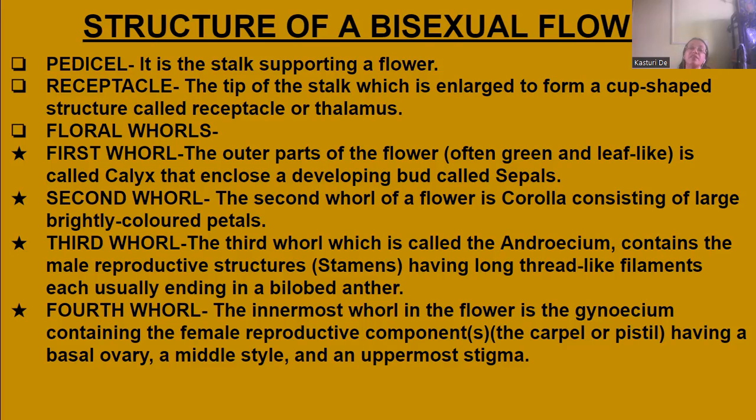Now the second whorl. After the first whorl, we go towards the inside of the flower. So the first whorl is the outer whorl. Then we come to the second whorl, which is just inside of the first whorl, and that is of the petals. Collectively, they are known as corolla. Now, the petals which form this corolla are generally brightly colored.